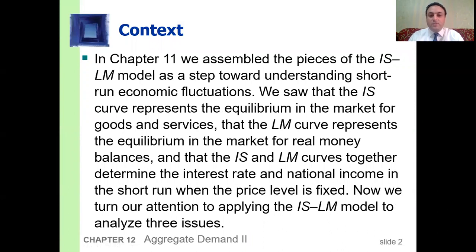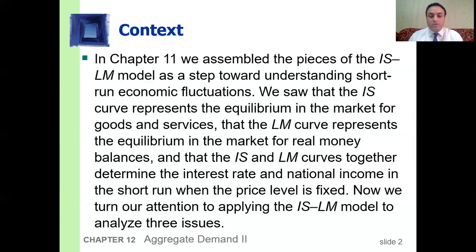In the previous chapter, we assembled the pieces of the ISLM model. As you know, the IS is for investment and saving, LM for liquidity and money. As a step toward understanding the short-run economic fluctuations, which is the main topic of this part with its 4 chapters, we saw that the IS curve represents the equilibrium in the market for goods and services, that the LM curve represents the equilibrium in the market for real money balances, and that the IS and LM curves together determine the interest rate and the national income in the short run when the price level is fixed.